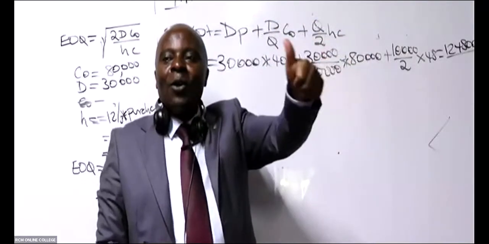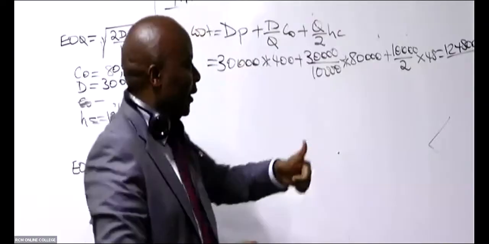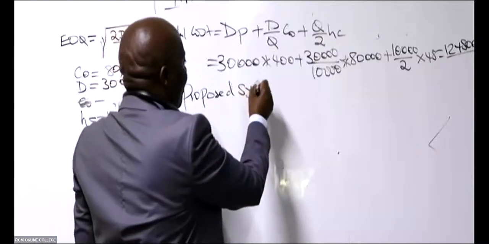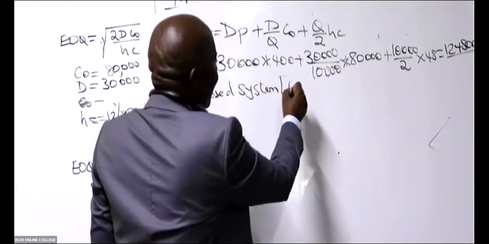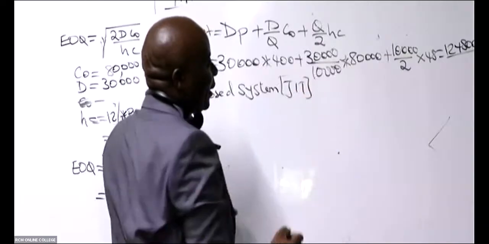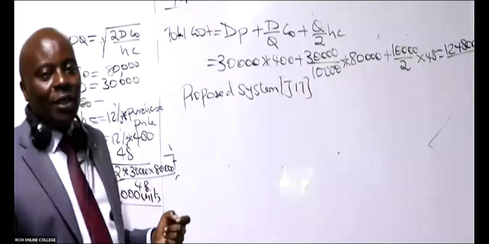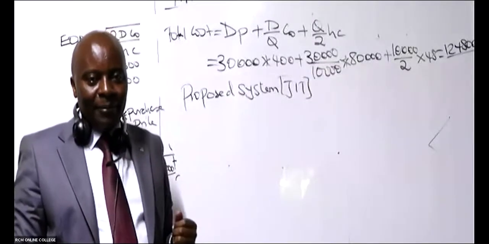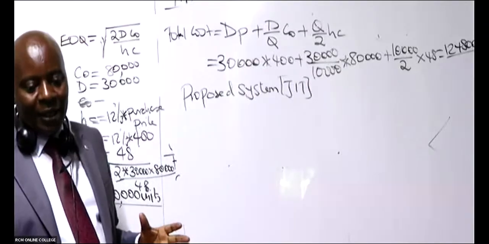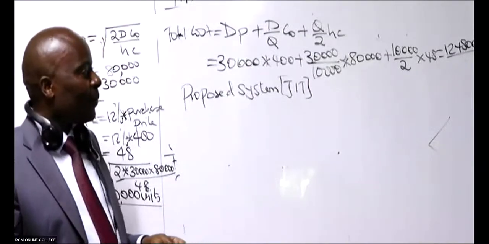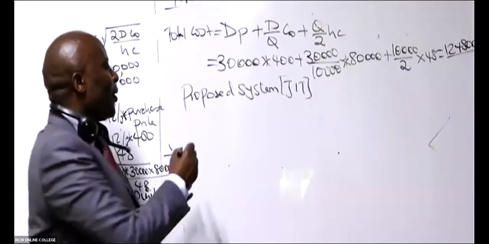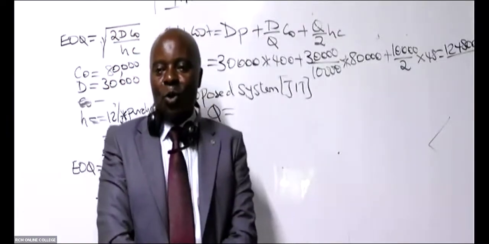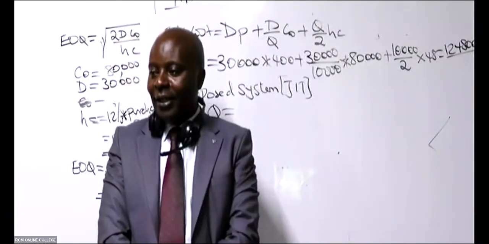And then now let's go ahead and look at the proposed system. Which system are they proposing? They're proposing the JIT, isn't it? What does this JIT stand for in full? Just in time. All right. So just in time, do we have the Q that we are procuring every now and then?